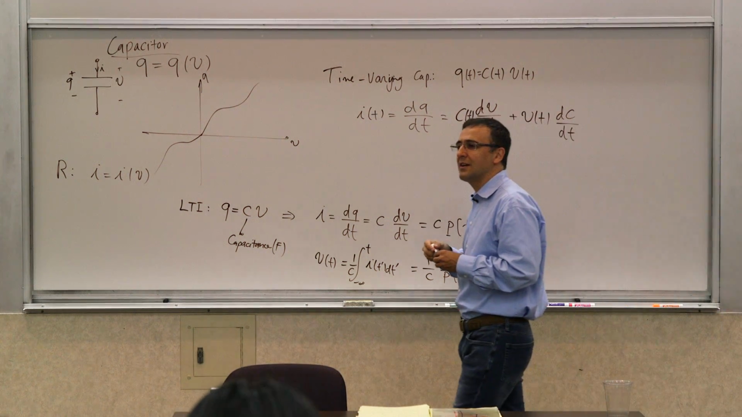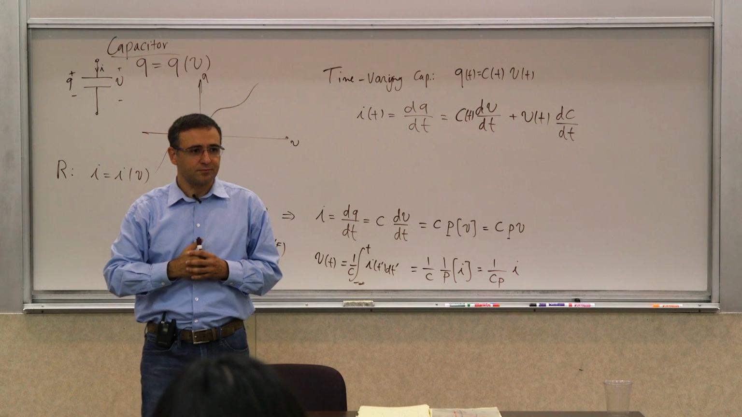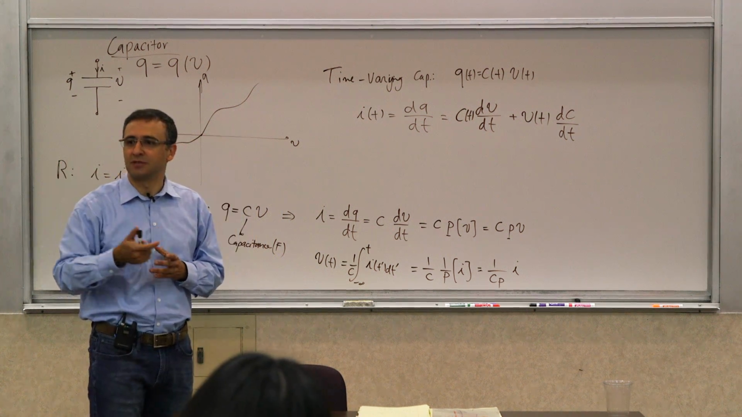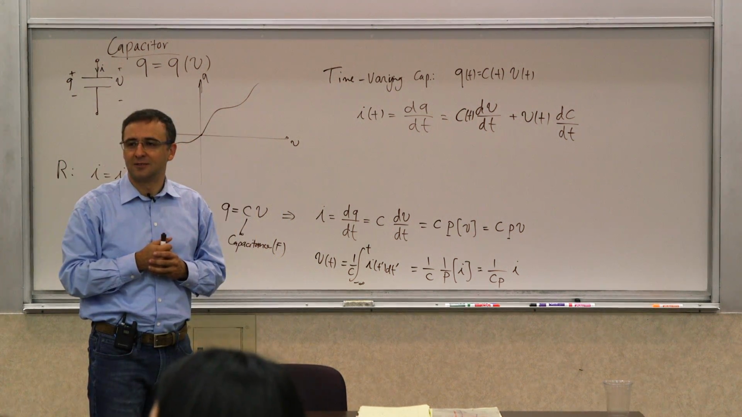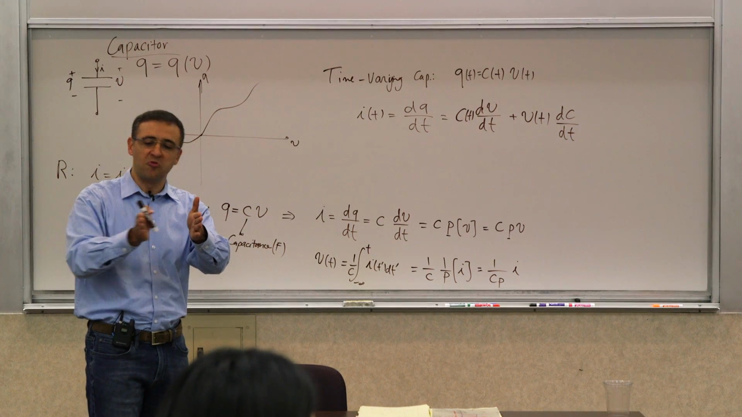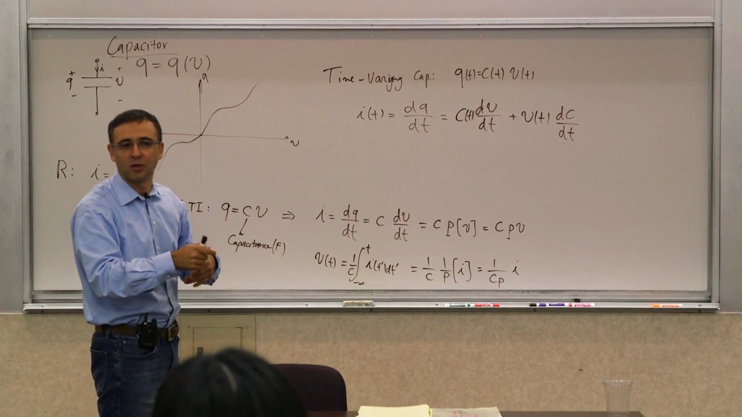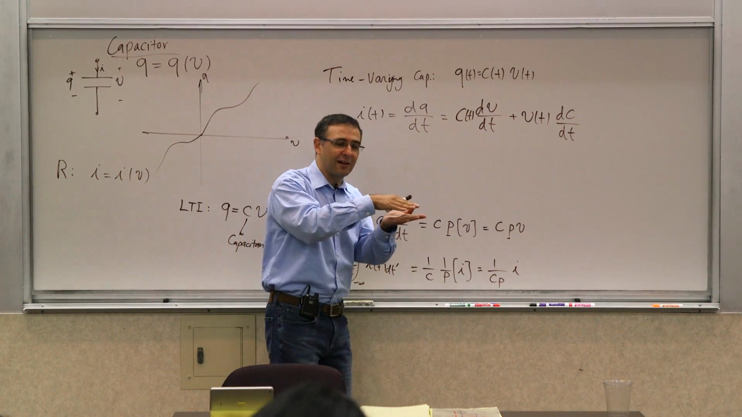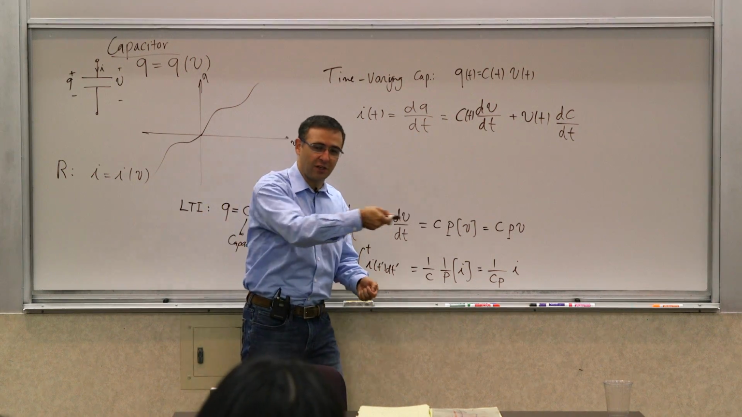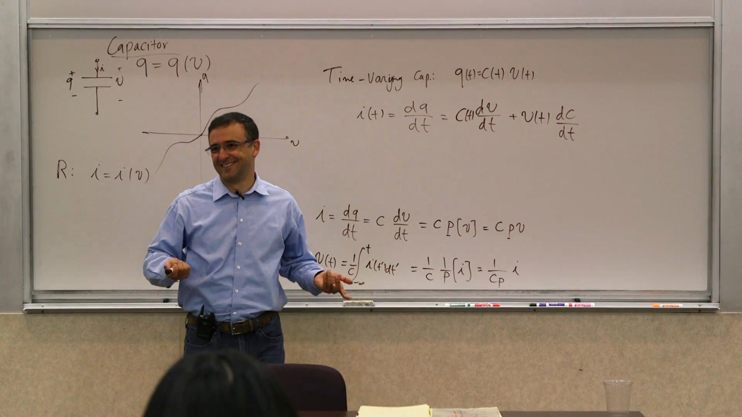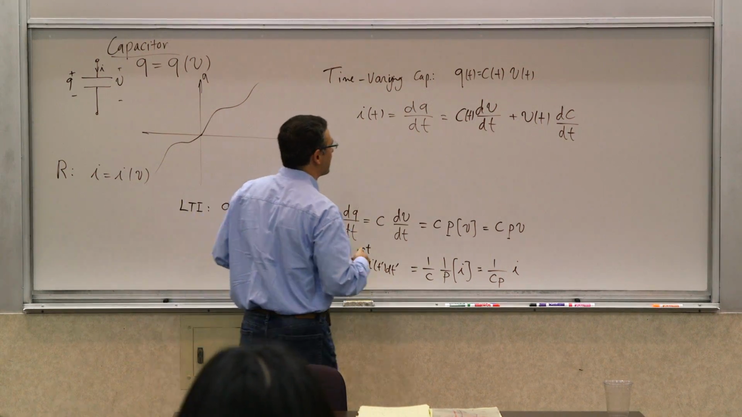How do you make a time-varying capacitor? Come up with a simple example. Yes? Two parallel plates and start moving one of them back and forth, right? That's the simplest one you can make. Or I can make a parallel plate, I can put a dielectric in and push the dielectric in and out, right?